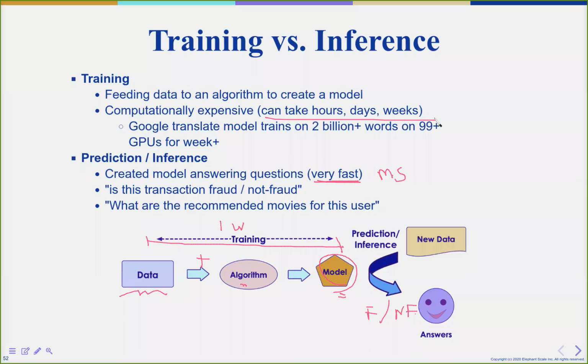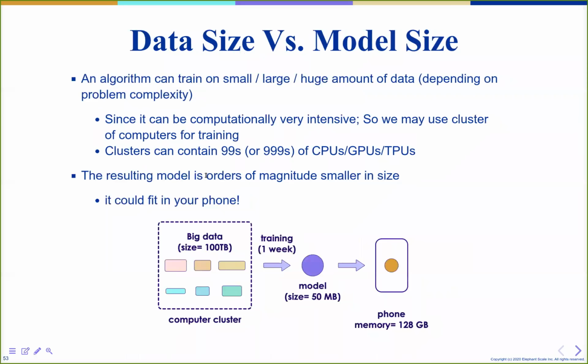So is that going to make sense, guys? The difference between training and inference. It's sometimes called inference or prediction, same thing. Training is very compute intensive. Prediction is usually very quick because all the hard work is done already. Yeah. All right. One more thing and we'll wrap this up.